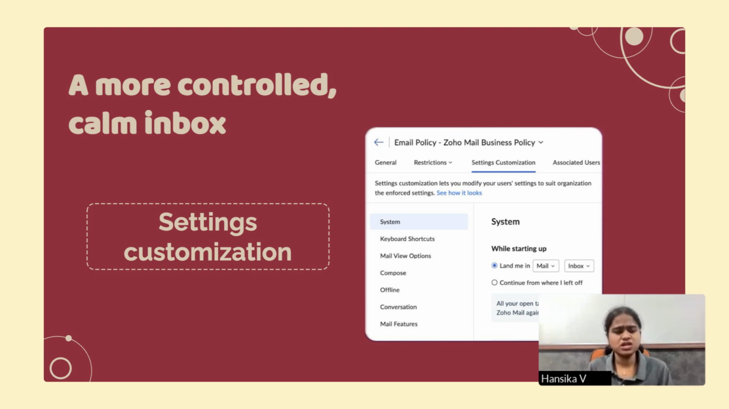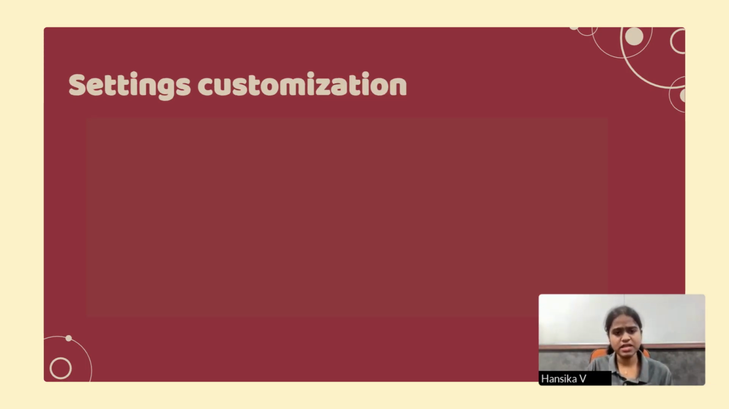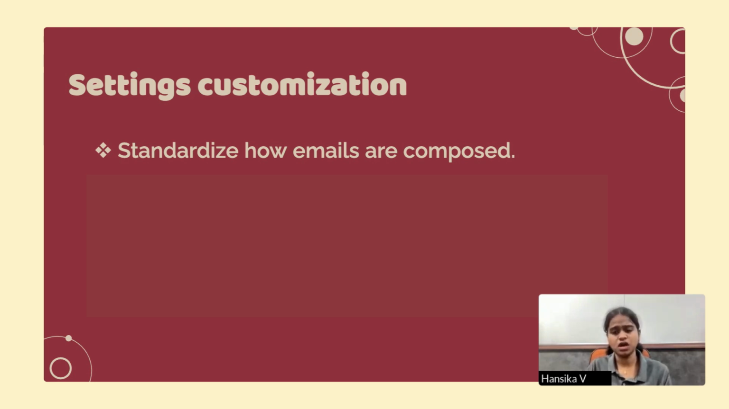So every organization operates differently, right? Some are highly regulated, some are more flexible, and some lie somewhere in between. With that in mind, we have introduced granular settings customization in Zoho Mail. So this means Zoho Mail admins can now fine-tune how the application behaves in their own organization as per their needs. With these updates, admins can standardize how emails are composed across the organization, which will ensure consistency in tone, the signature format, and the way the email is formatted.